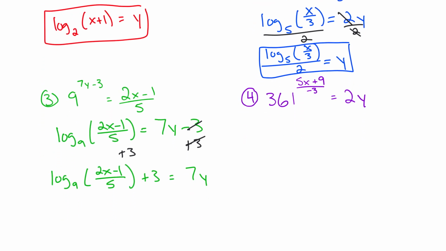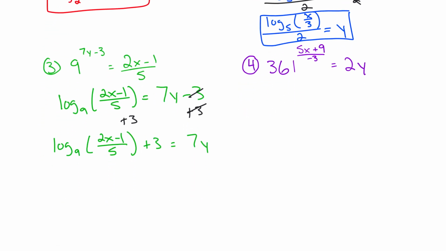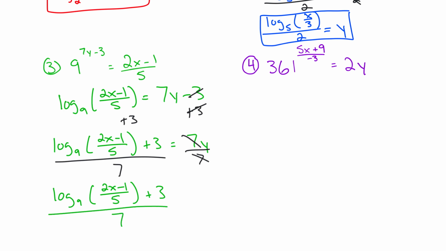I need a little bit more space, because next I'm going to divide everything by 7, and I will get log base 9 of 2x minus 1 all over 5 plus 3 all over 7, which pains me to write because that is simplifiable using the 7 properties of logarithms. But for right now, we don't know them, so we'll leave it as is.